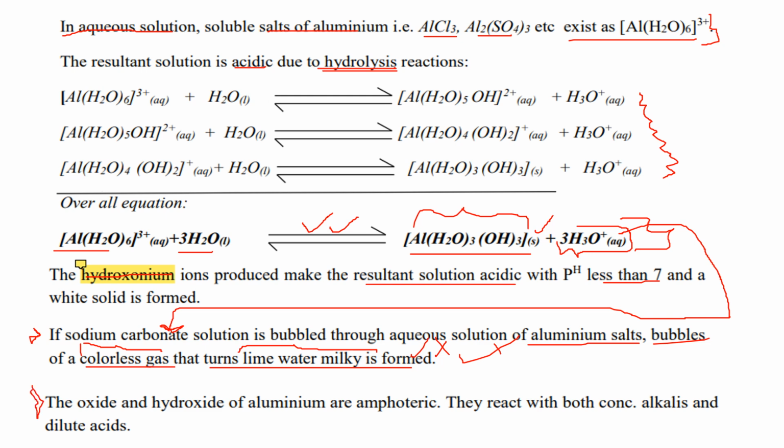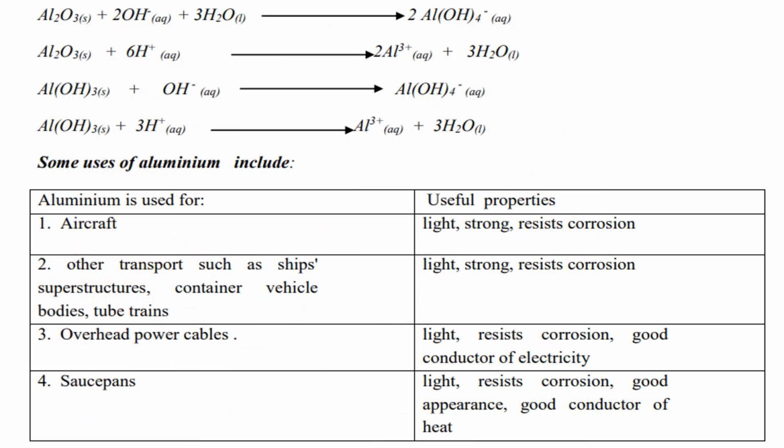So if you look at the oxide and hydroxide of aluminium, they are both amphoteric. We looked at this when we were dealing with diagonal relationships. And we say that both of them react with both concentrated alkalis and dilute acids. So let's have a look at our final slide. So these are some of the equations involving reactions of aluminium, and we looked at reactions involving alkalis, and I taught you how to balance those equations. You should always be practicing so that they can become part of you.